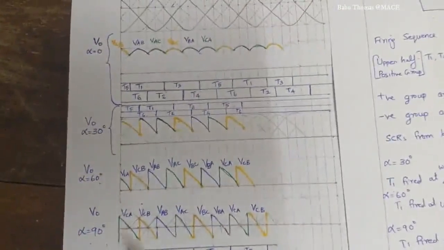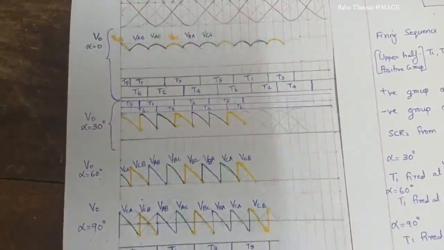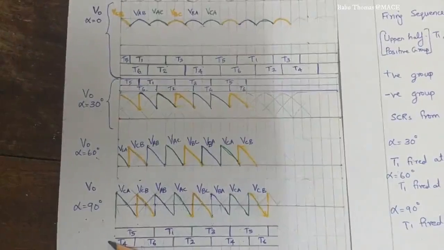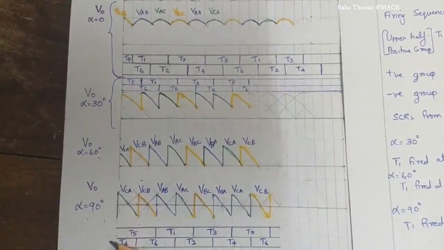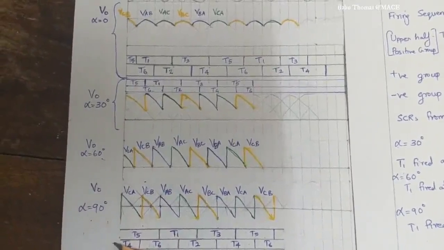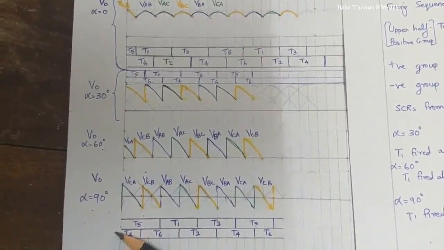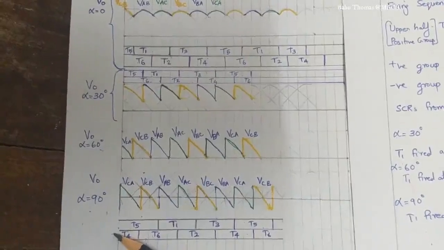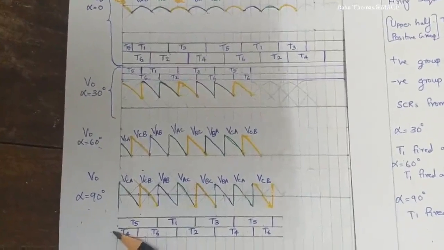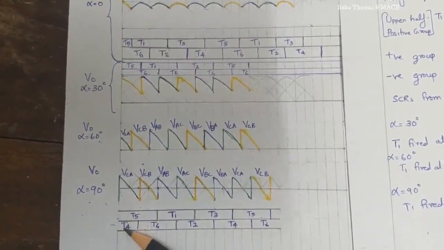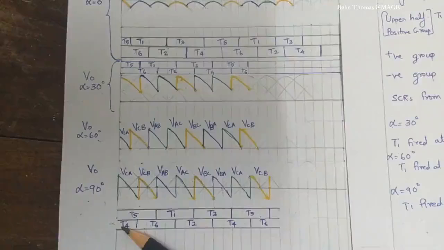So far what we were discussing is for alpha less than 90 degrees. In the earlier case of the single phase system, we discussed the line commutated inverter when the firing angle alpha is greater than 90 degrees. That is going to apply over here in a three-phase system. When we have alpha greater than 90 degrees, this is going to act as a line commutated inverter.